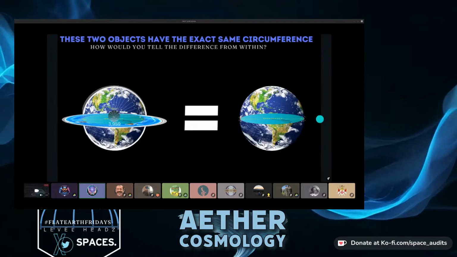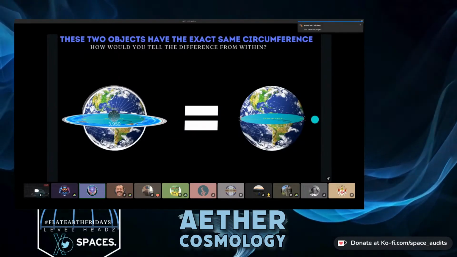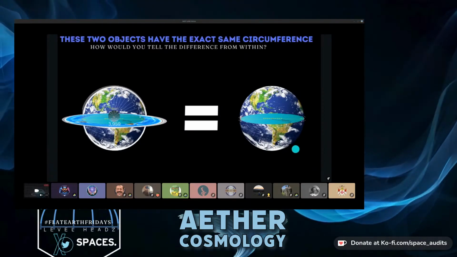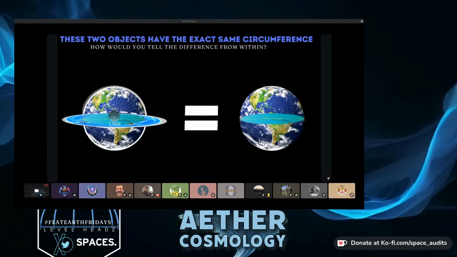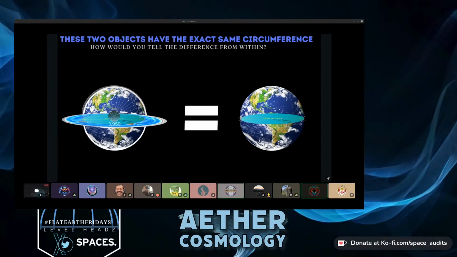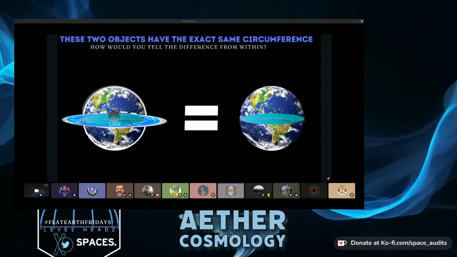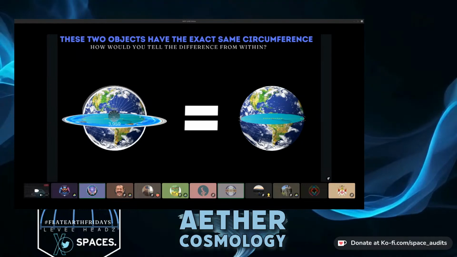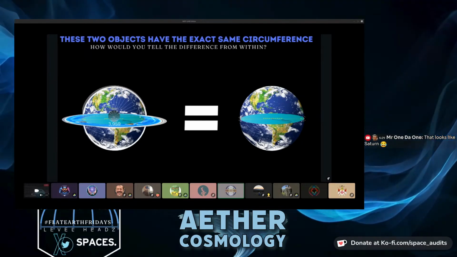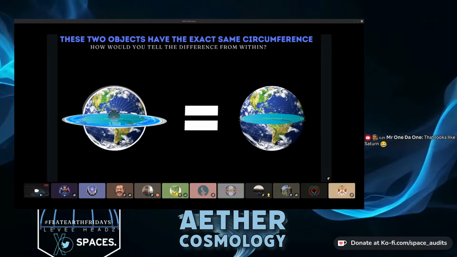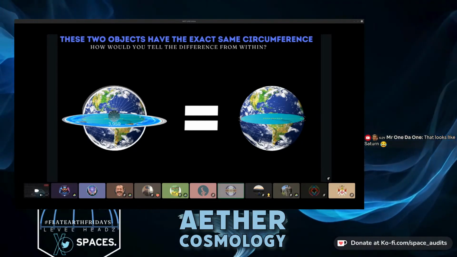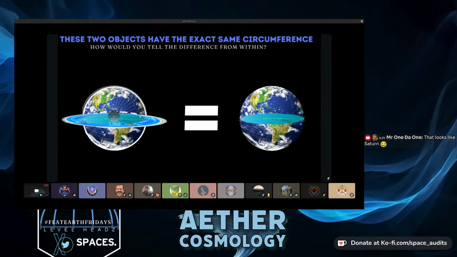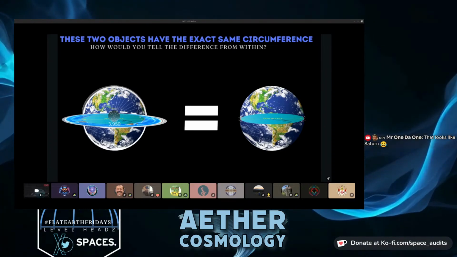If you were inside them, how would you tell the two apart? Anyone? I mean, I can't think of a way. You could tell the two apart if you had physical empirical measurements of Earth curvature. If you could actually prove that there was curvature, you would be able to say, hey, this one matches our observations. But if you measured for curvature and found there was none, then that would indicate that the flat Earth model would describe the observation better.